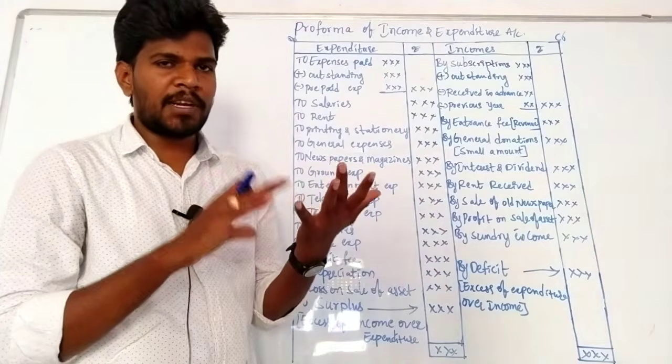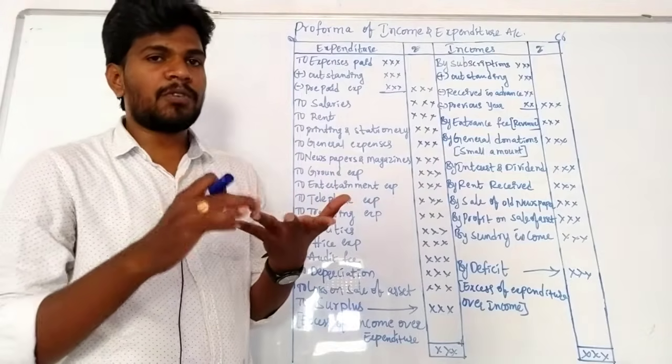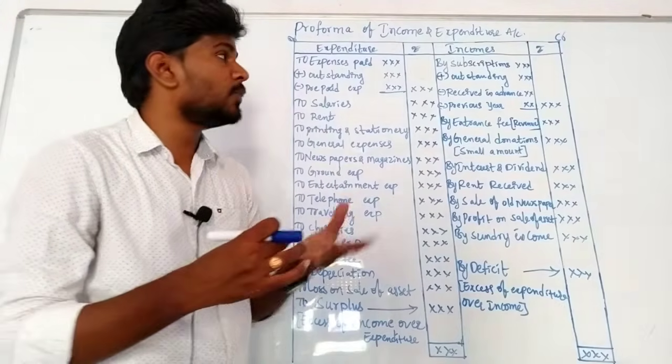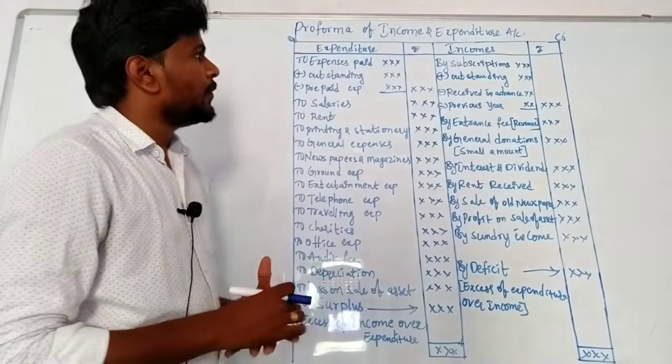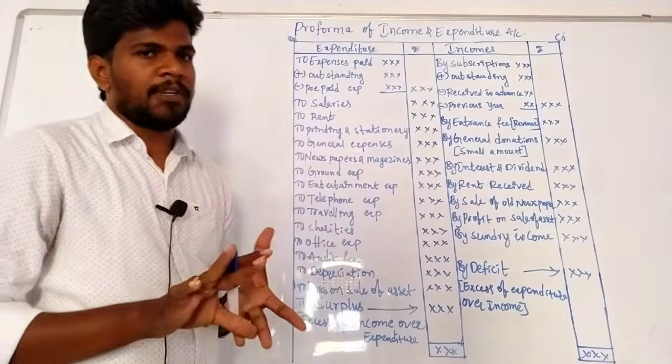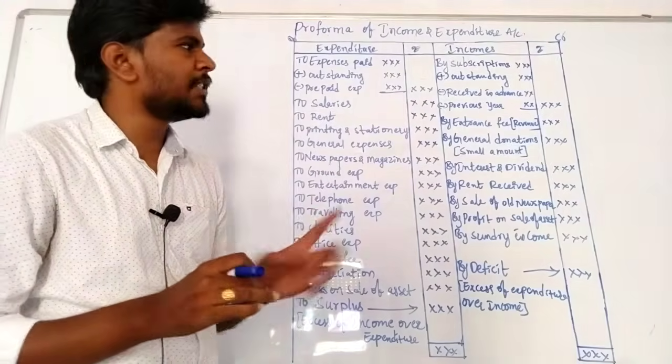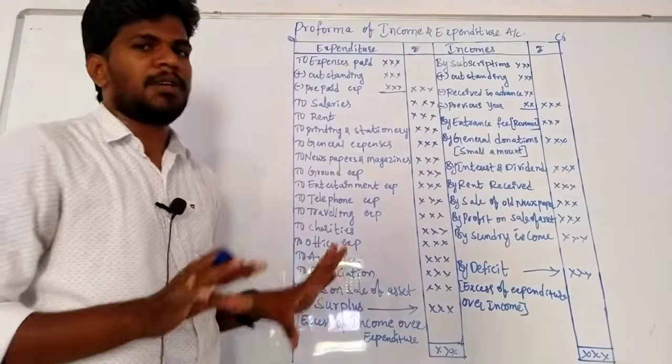Receipts may be revenue or capital. Out of those receipts, we have to take only the revenue receipts. So, if you know this proforma, you can easily identify which is revenue expenditure and which is revenue incomes.